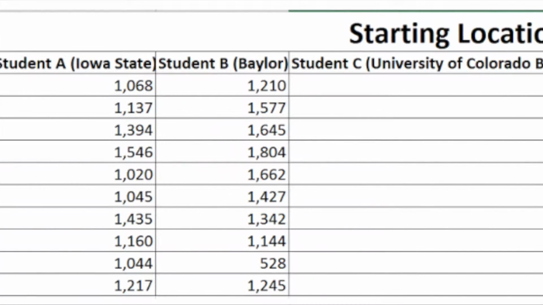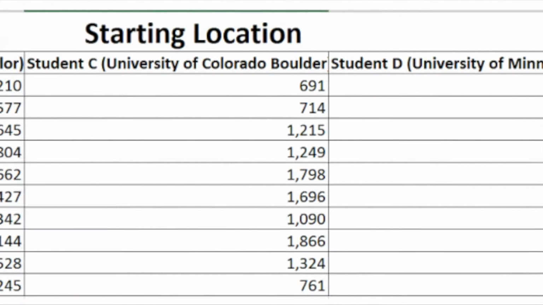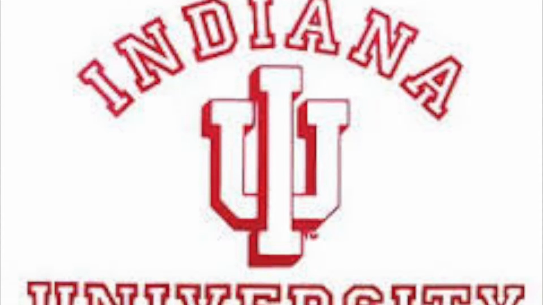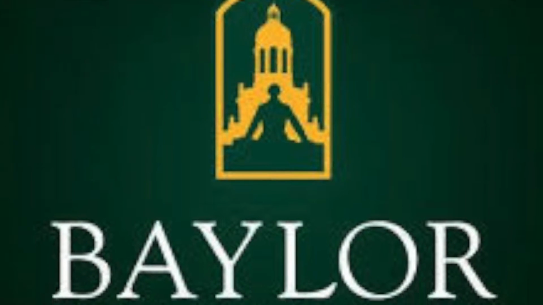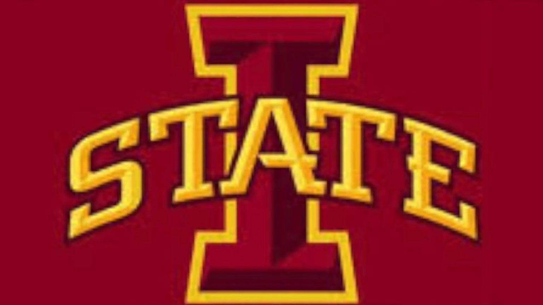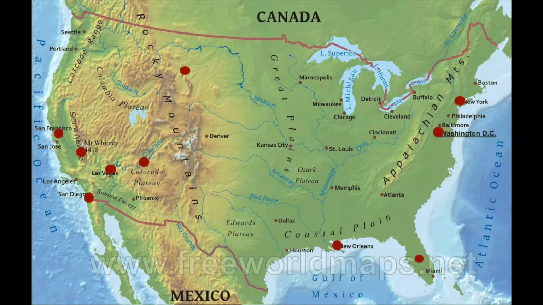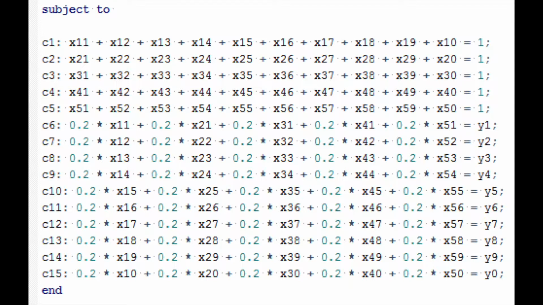First, we had to decide what the optimal starting location would be between 5 students at 5 different universities. The universities are Indiana, Baylor, Iowa State, Colorado Boulder, and Minnesota University. Each student would travel from their universities to one of the 10 locations. We used GUSEC to make a linear program to determine the optimal starting location between the 5 students.